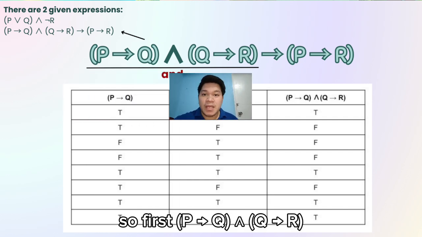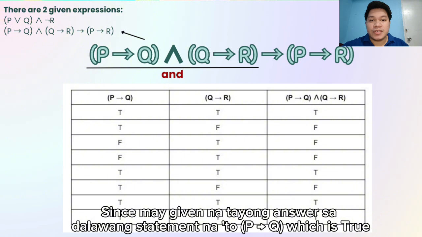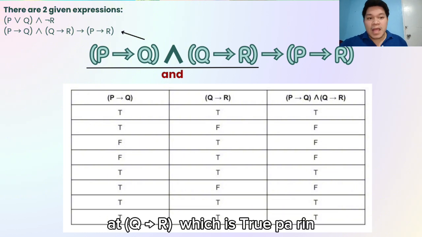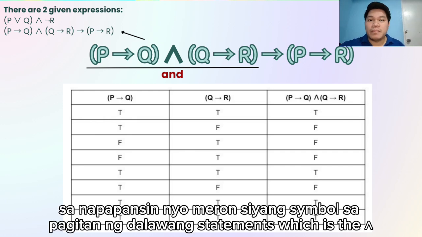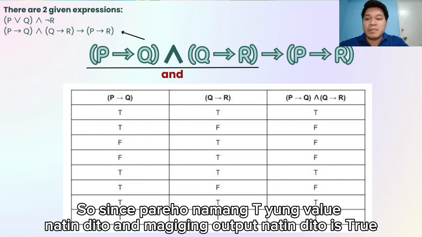So first, P implies Q and Q implies R. Since may given na tayong answer sa dalawang statement na to, for P implies Q which is true, at Q implies R which is true pa rin, sa napapansin nyo, meron siyang symbol sa pagitan ng dalawang statements, which is the AND symbol. At gaya nga ng sabi ni Miss Duay na sa AND, both values must be true para maging true yung output niya. So since pareho namang true yung value natin dito, ang magiging output natin dito is true.